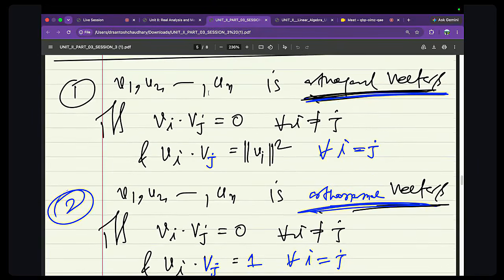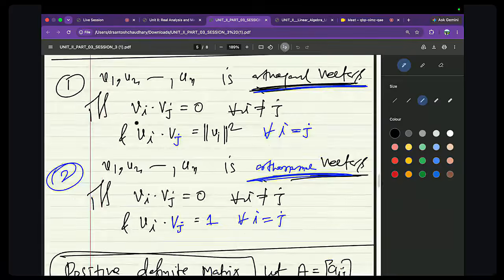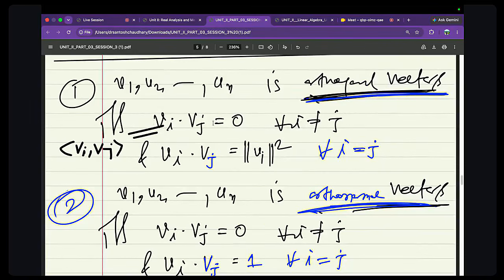Like v1, v2, ..., vn are said to be orthogonal if you take the dot product of any two, or you can also take the inner product, v_i, v_j. So you write it this way or this way. I mean the dot product and inner product are the same.